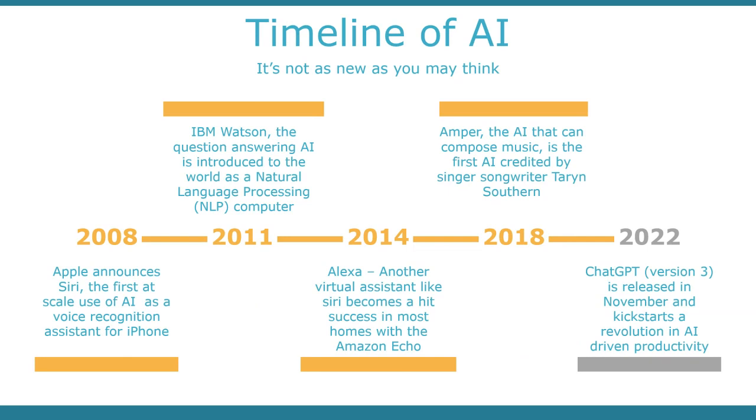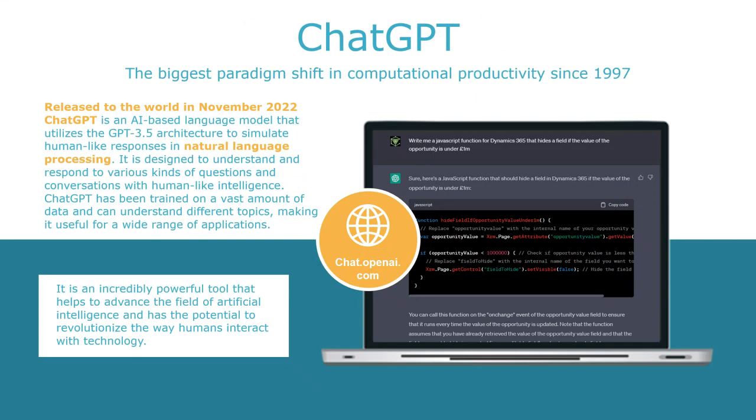And then the big one, the most recent one, ChatGPT, in November 2022, is released, generally available to the world, and has kickstarted a brand new revolution in AI-driven productivity. And we're going to talk a little bit now about ChatGPT before we get into the stuff that Microsoft is doing, because ChatGPT is really where this revolution has been kicked off.